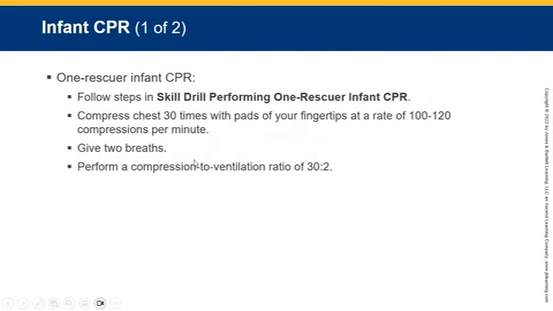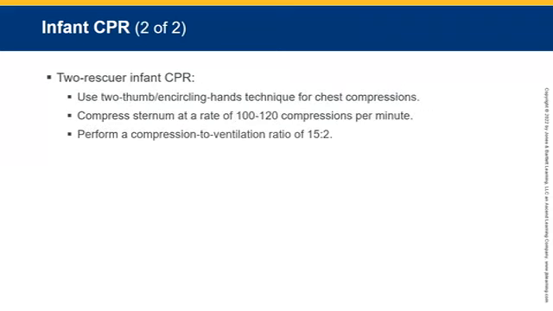All right, with the one rescuer for infants, the ratio is 30:2. Okay. 2 breaths. Obviously, with an infant, we only use the air that we can fill in our cheeks. We just need the chest wall to move slightly. It doesn't have to overexpand. Because if you overexpand it, you're going to blow air into the stomach and the patient is going to vomit.